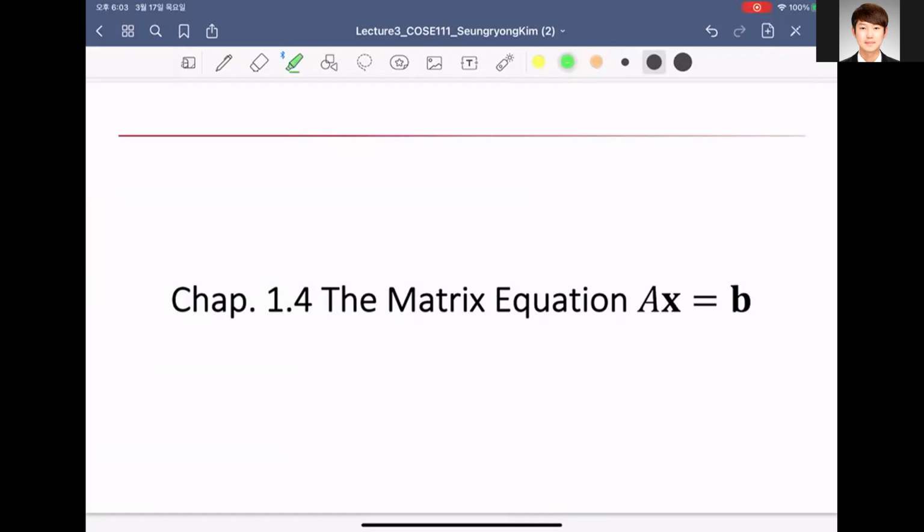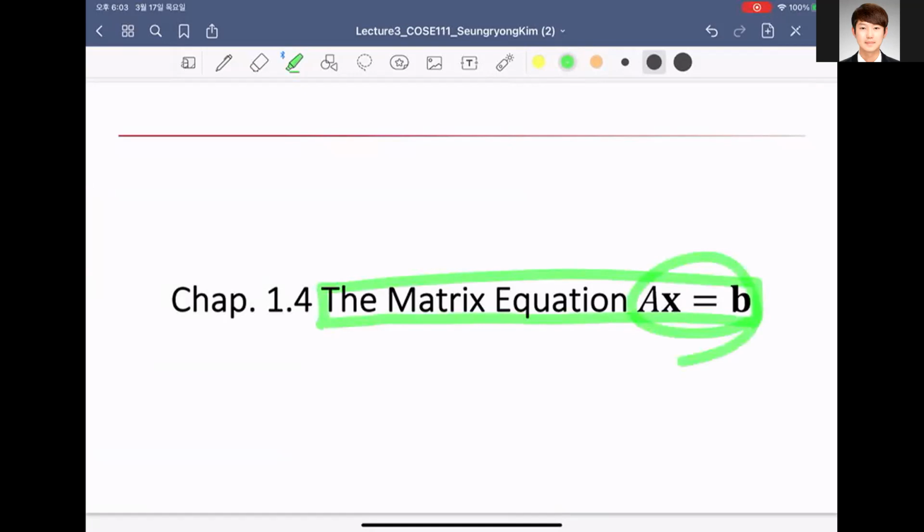그게 바로 이 챕터 1.4에서 볼 matrix equation AX equals B예요. Linear system을 AX equals B로 표현하는 여기서 우리가 두 번째 알고리즘을 완성시킬 거고요. 알겠죠?